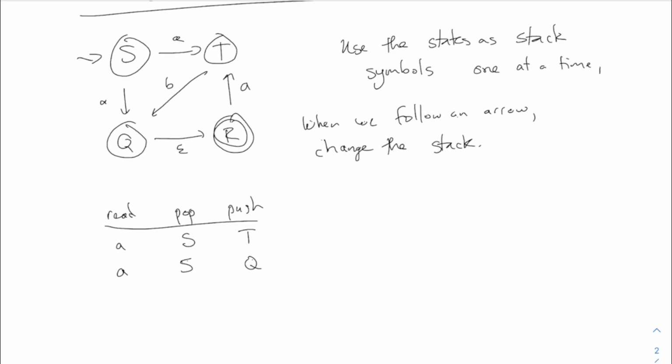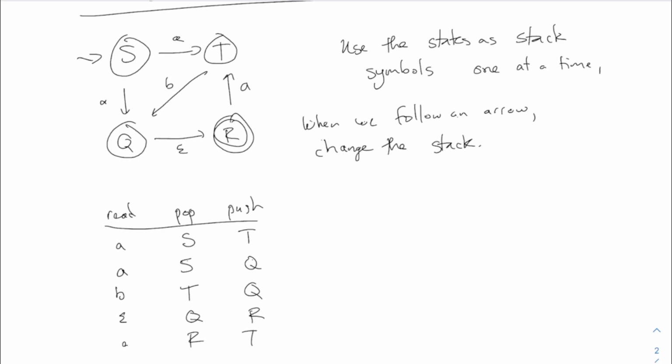What about T? I have one arrow T to Q, so that needs to say read B, pop T, push Q, right? That's the arrow going from T to Q labeled with a B. I have an arrow from Q to R with an epsilon. That will be an epsilon read, pop Q, push R. And then I have an arrow R to T. That is a read A, pop R, push T. All right. And this is basically it.